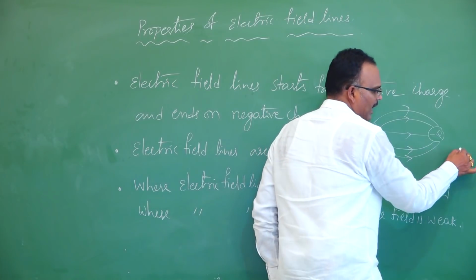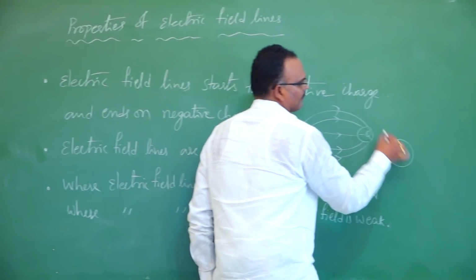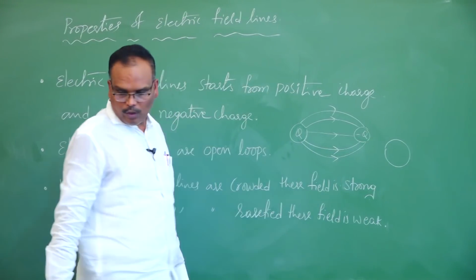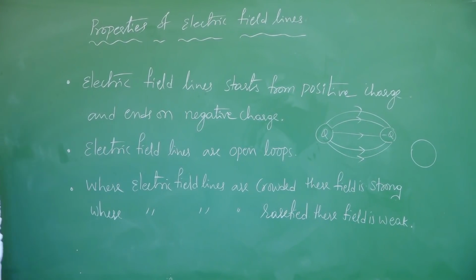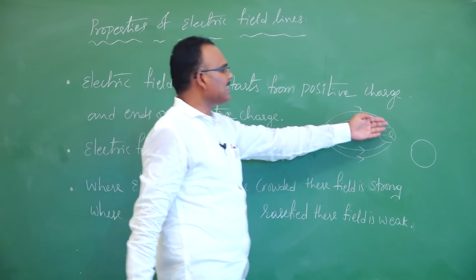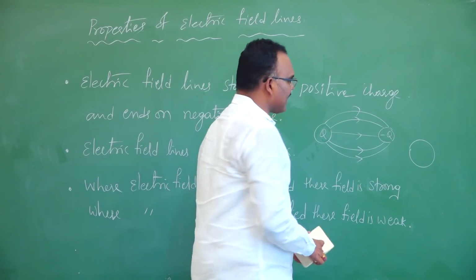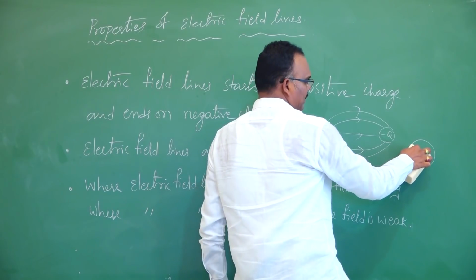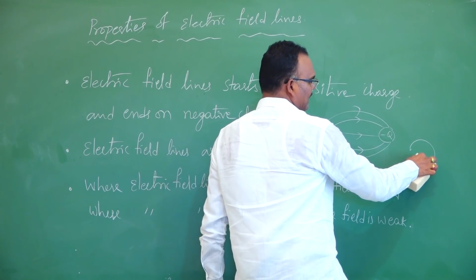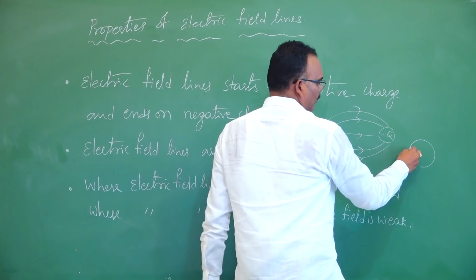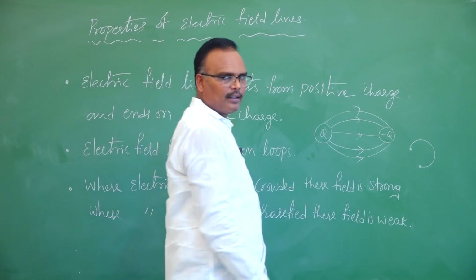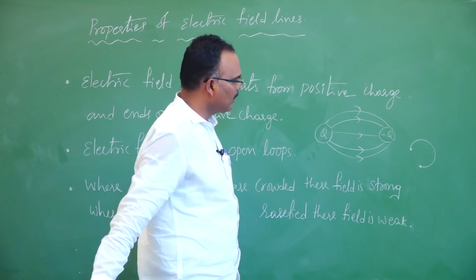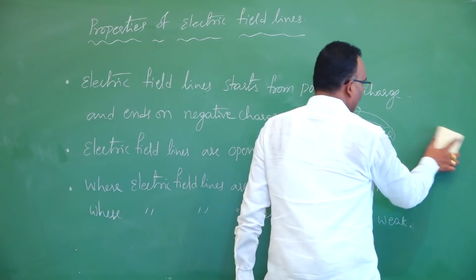A closed loop means where it starts, it should end there only. Then we'll say that is a closed loop. Here it is not like that. It starts at one point and it ends at another point, so we'll say it is an open loop. For example, see, this arc begins somewhere here, but it ends here. Then I'll say the circle is not completed. It's an open loop. So electric field lines are open loops.